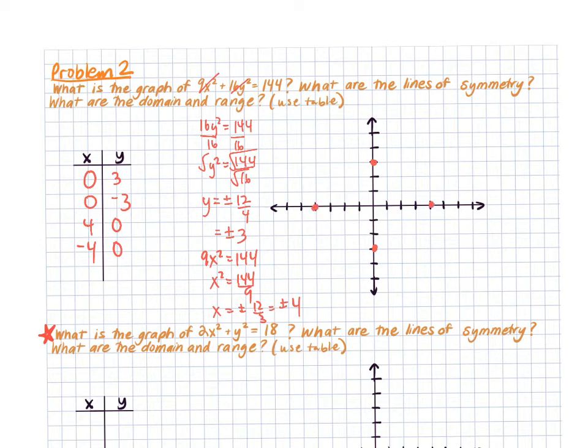And you can kind of see where this is going. Let's try plugging in 3 for x here. So 9. And negative 3 would work too. So let's do negative 3.